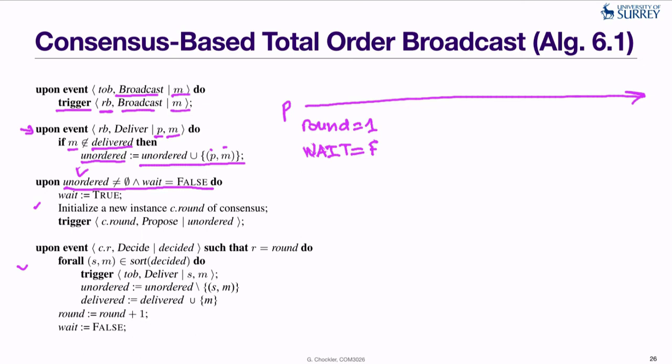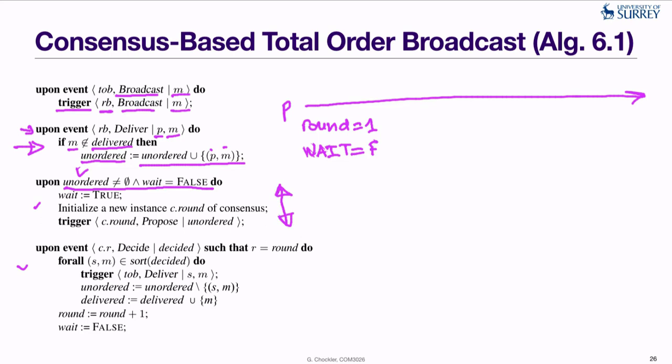Okay, so process P was just sitting and waiting, and then at some point it got some messages from the reliable broadcast layer, and it inserted them in the unordered set in this handler here, and now there is something in the unordered set. Okay, so there is something to order now. So at this point this handler is going to be activated.